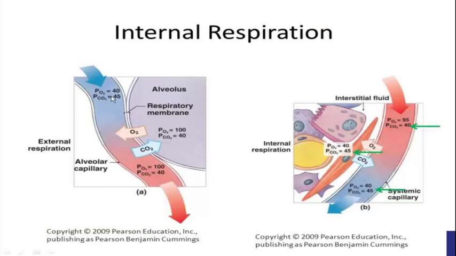Okay, this is an example of internal respiration. You can see here the oxygen is higher in concentration in the alveolus than in the blood, so the oxygen goes to the blood. In the blood, the concentration of CO2 is greater than in the alveolus, so the CO2 goes into the alveolus.